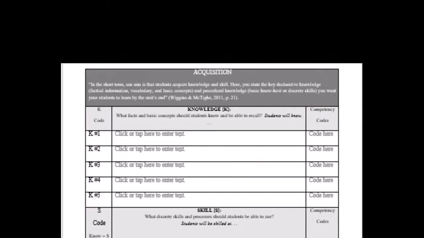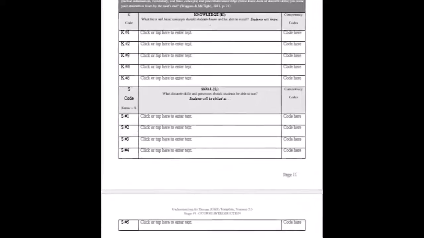And then finally, there is the skills subsection, and this discusses which discrete skills and processes students should be able to use. And again, you will structure this as a statement. Students will be skilled at, and then fill in the blank. Once again, this is a 3-column structure.